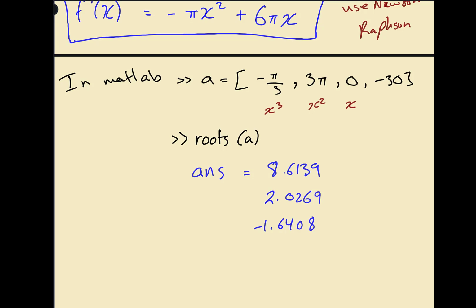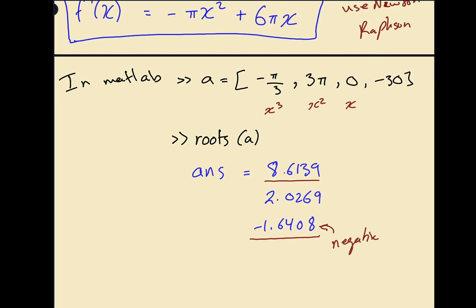Why do we have three roots? It's third order, right? So it's a cubic function. It's got three roots. At least this one has three roots. So now you get the job of identifying which one is the actual answer, right? So looking at negative 1.6408, can that be the height or the depth of the water in the tank? No, why? Because it's a negative.